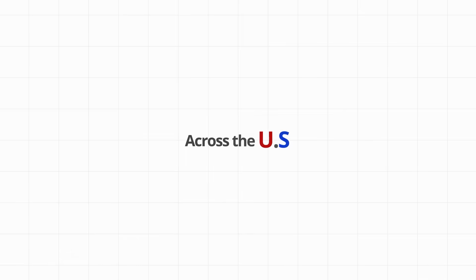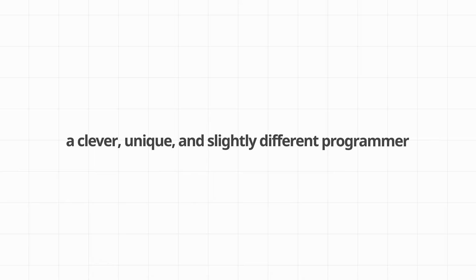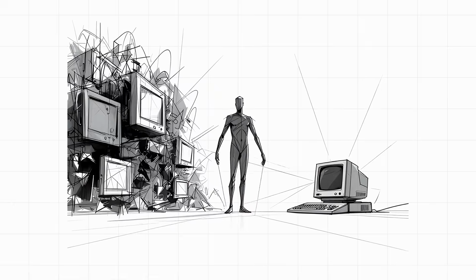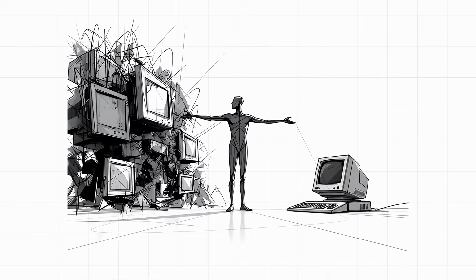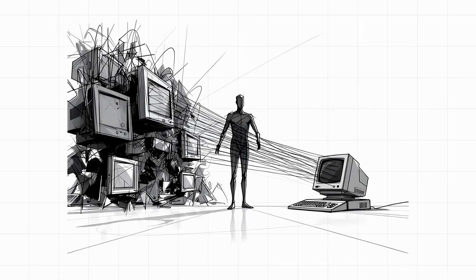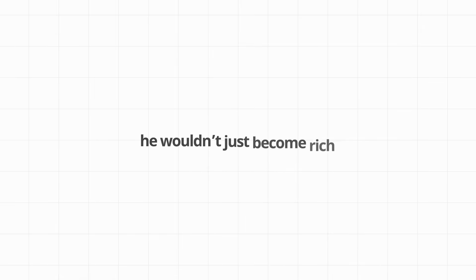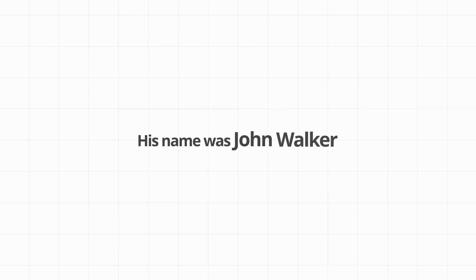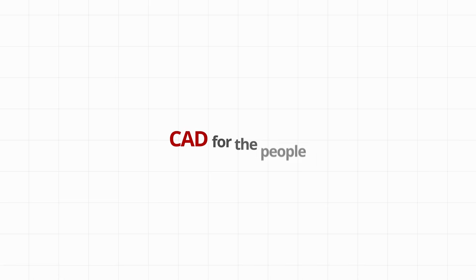Across the US, a clever, unique, and slightly different programmer saw this gap. He realized that if he could take CAD out of huge rooms and $500,000 machines and bring it to the democracy of personal computers, he wouldn't just become rich, he would change the course of history. His name was John Walker, and his idea was dangerously simple: CAD for the people.